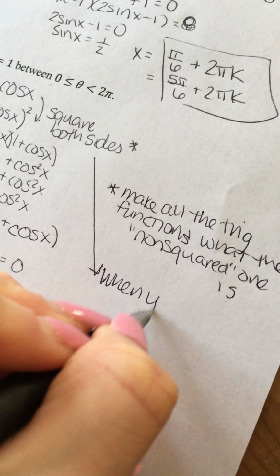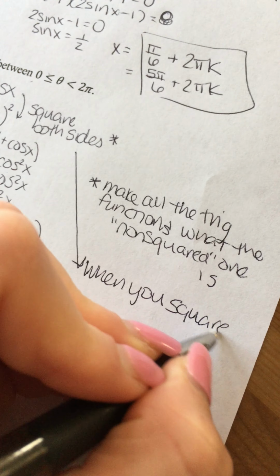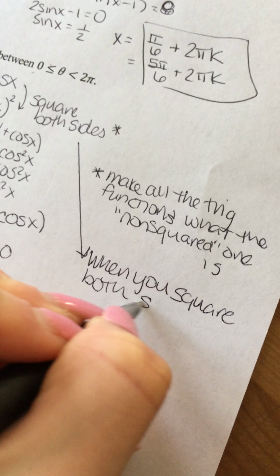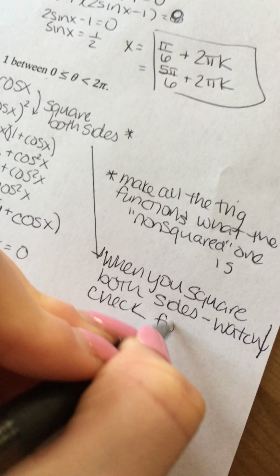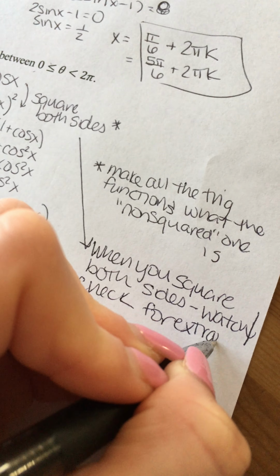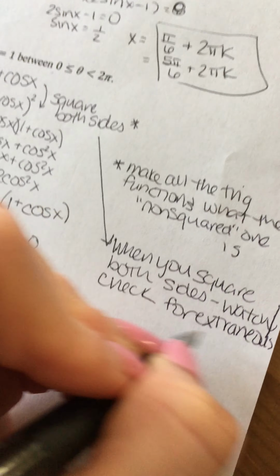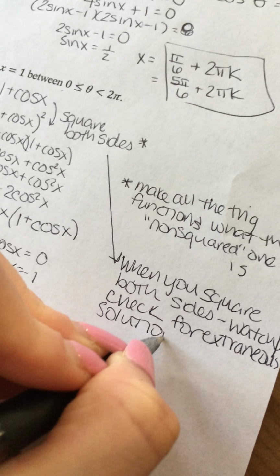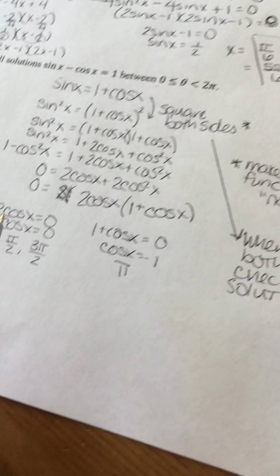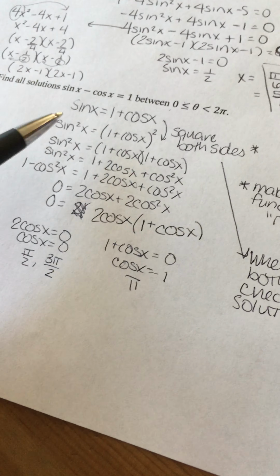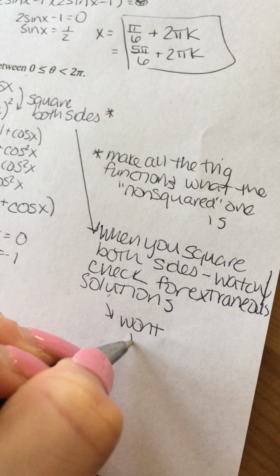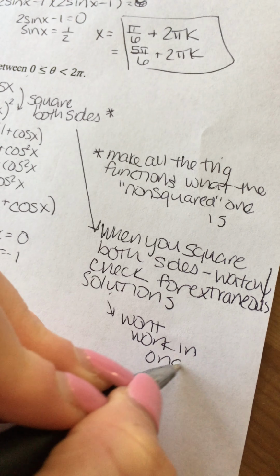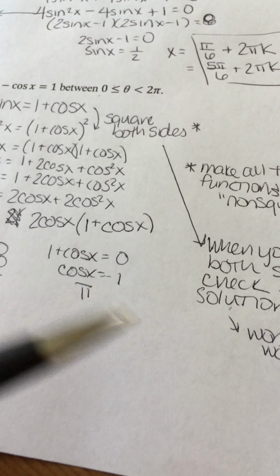So when you square both sides, watch and check for extraneous solutions. I ran out of page. Okay, so extraneous solutions are solutions that we get as an answer, but will not work in the original equation. So extraneous solutions won't work in the original. So because we squared both sides, we have to check our work.